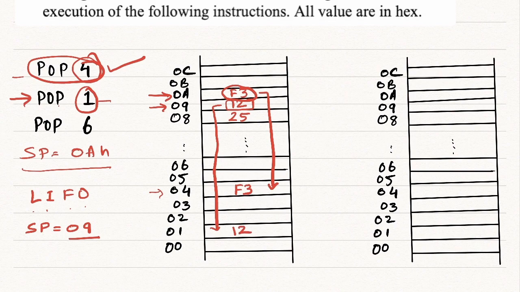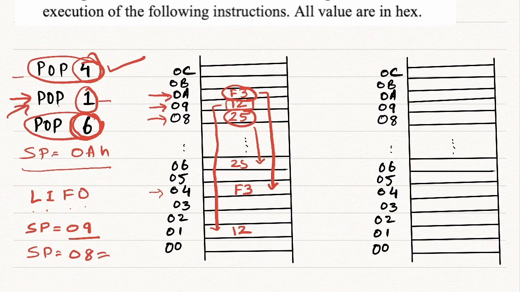And the last one is pop 6. During the previous instruction, that is pop 1, SP changed, and after that SP will be 08. And when I say pop 6, the content of the 8th location, which is 25, will be moved to the address specified by the pop instruction, which is 6. So 25 will be moving to location 6, so this will become 25, and SP will decrement and become 07.